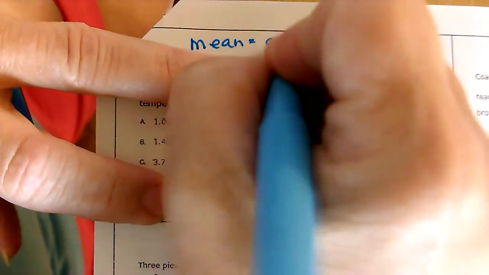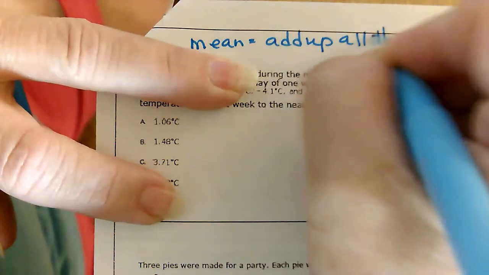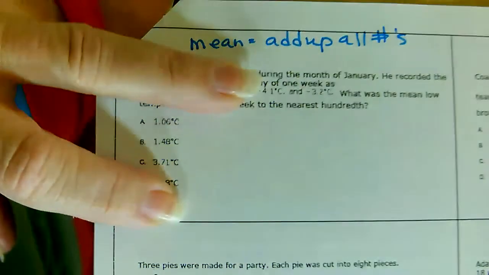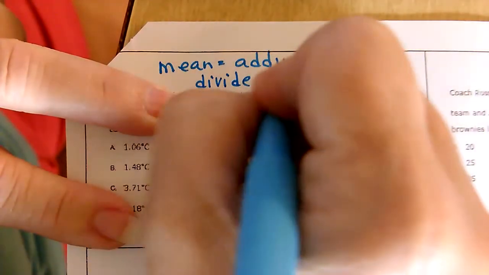Remember, when you find the mean, you add up all the numbers. And then divide by how many you added up. That's the mean.